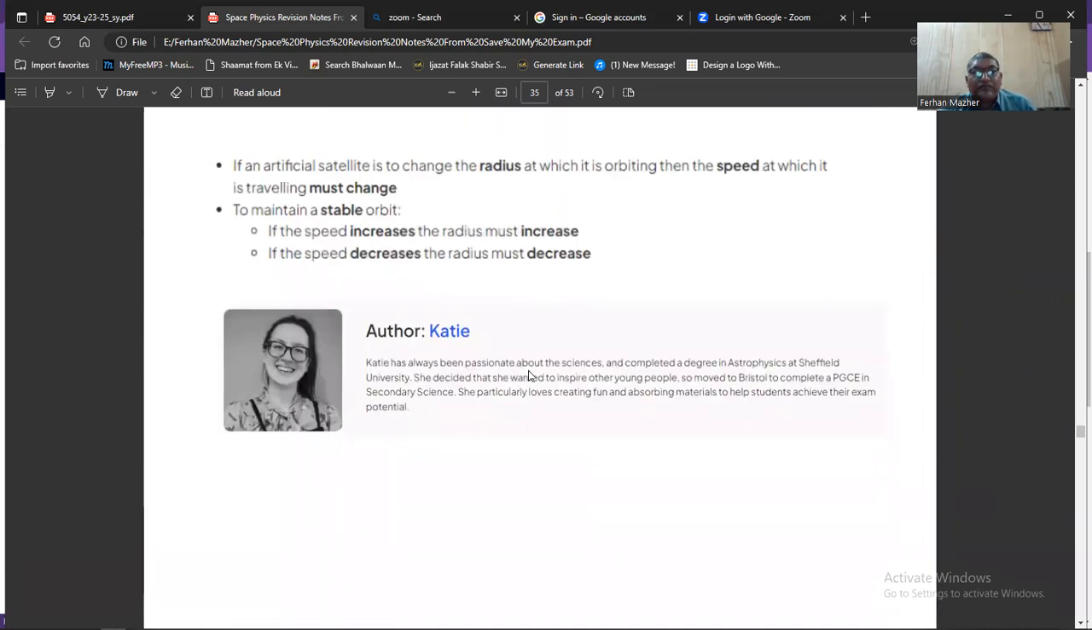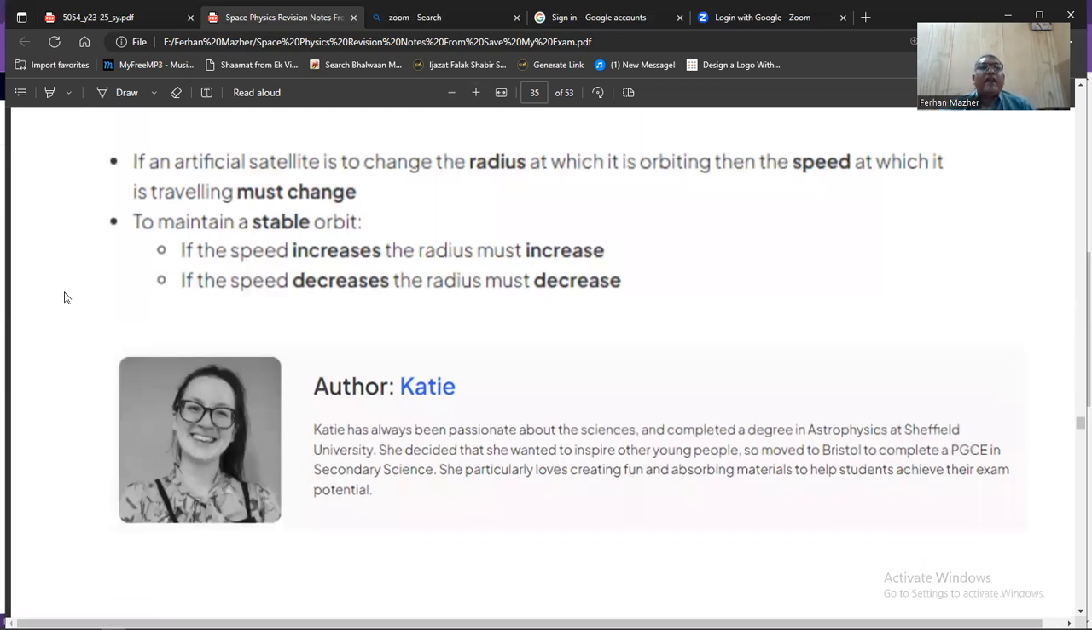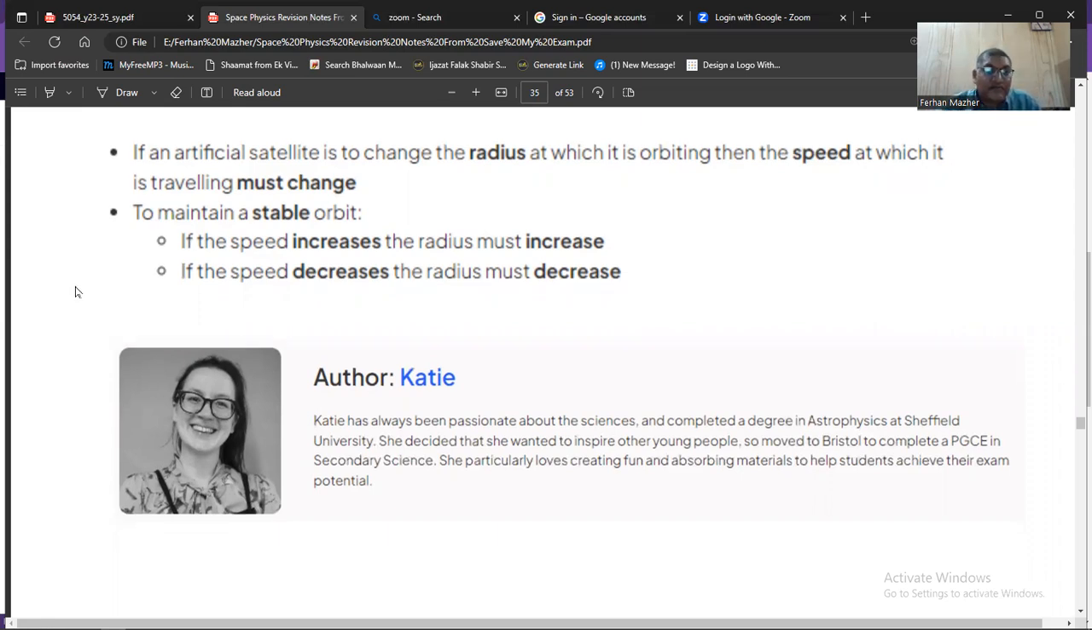So, for an artificial satellite to change the radius at which it is orbiting, the speed at which it is traveling must change. To maintain a stable orbit, if the speed increases, the radius must increase. If the speed decreases, the radius must decrease. So this literature is written by Miss Katie.